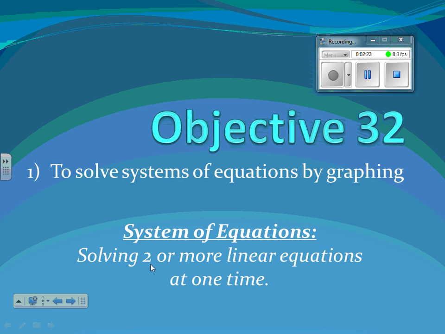You need to know, when you get a problem on the SOL and you see 2 equations together, you'd be like, oh, that's a system. I can graph it. I can solve it by substitution. I can solve it by elimination. You need to know what you're looking at. Any questions on that?